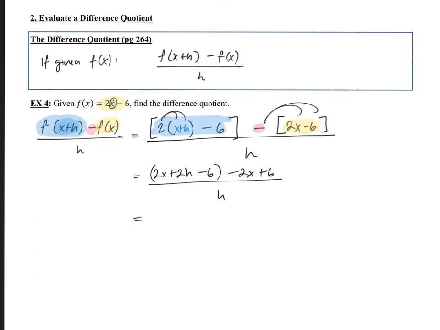Let's simplify what's on the top. The 2x's cancel, and then the 6's cancel. So we're just left with 2h and h. So 2h divided by h, the h's cancel, and we're just left with 2. And that right there is our answer. That is the difference quotient.